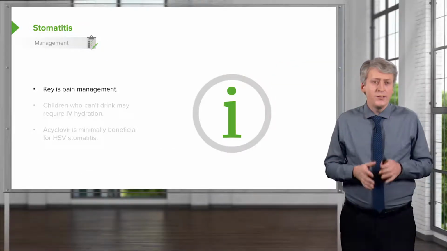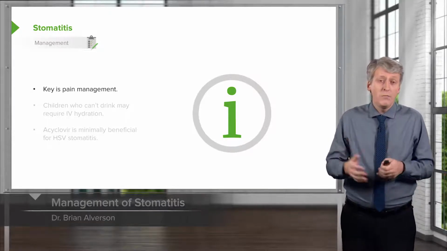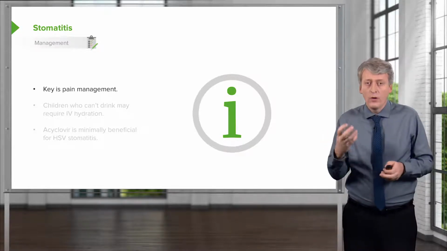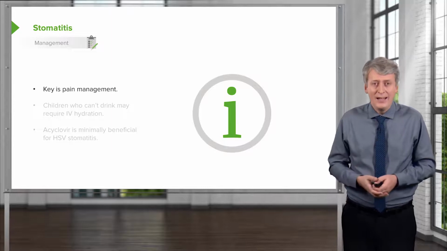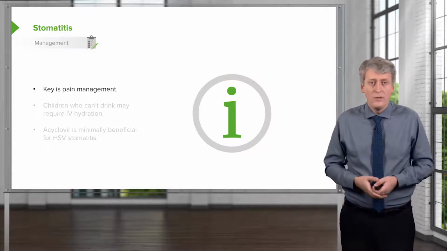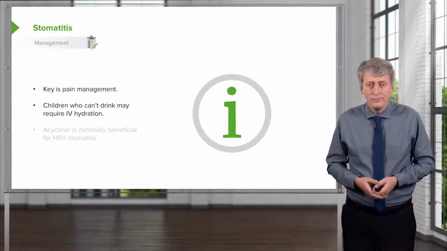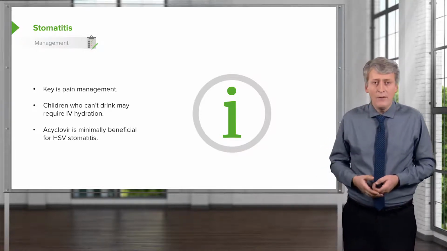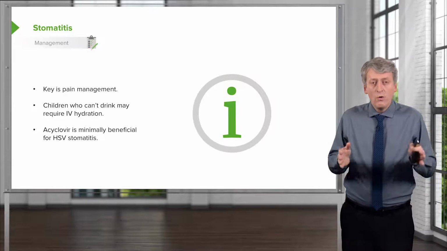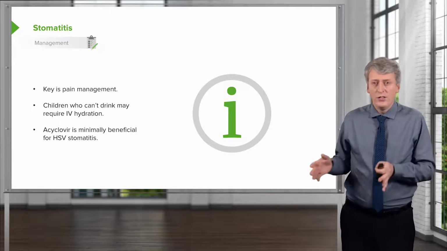So with stomatitis, key is pain management. We have to give them pain management that can allow them to drink so that they can maintain their hydration. In older children, we can use magic mouthwash, which is a topical numbing medicine with a little bit of topical lidocaine in it. In younger kids, we may require morphine or ibuprofen and other therapies along those lines. In general, if a child can't drink, they may require IV hydration. If you suspect this is HSV, acyclovir may be a little bit beneficial if it's given very early. So within 48 hours of onset of symptoms, acyclovir may shorten the course of illness by a day or so.